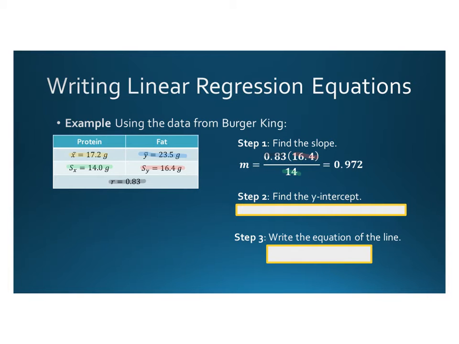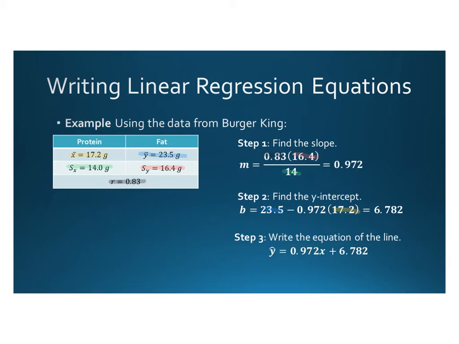The next thing we'll do is we'll find the y-intercept. So notice that what we did for y-intercept is we start off with the mean for y. We're going to subtract our answer from the slope, so 0.972, multiplied by the mean for x. And type that into a calculator, and notice we get 6.782. The last step is to write the equation of the line. So note we have y hat equals 0.972x plus 6.782.